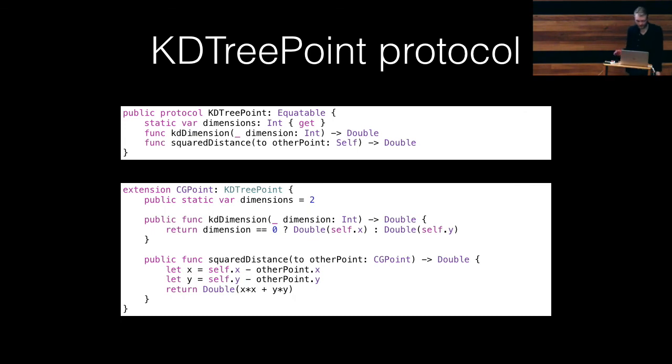The point really is, all I'm trying to say in this protocol is that every point needs to have a number of dimensions. I need to know how many dimensions. So there's a static variable that tells me how many dimensions I actually have. And then you have a function where you can get one dimension of this. In this case, it needs to be a double, so like casting to double from the CGPoint there.